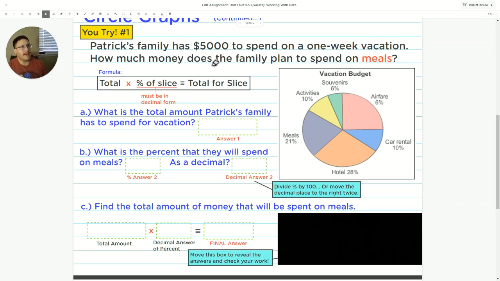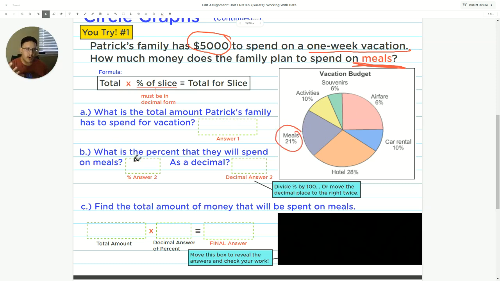Patrick's family has $5,000 to spend on a 1-week vacation. How much money does the family plan to spend on meals? So let's look at the pie chart, the circle graph. We can see the vacation budget has been split into 1, 2, 3, 4, 5, 6 different pieces of the circle. The meals is represented by this sector right here, which is 21%. Let me recircle that, 21%.